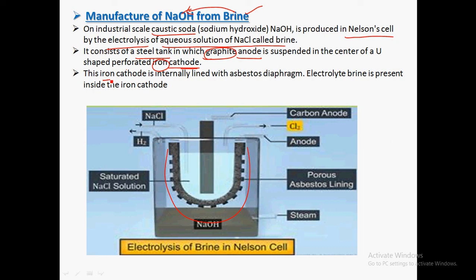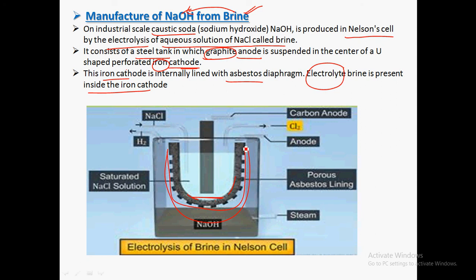So this iron cathode, inside it is lined with asbestos. Asbestos is a material which can tolerate a high amount of heat. The next is electrolyte brine. Here brine, which is a solution of sodium chloride, is called the electrolyte. Where is this present? In the cell. This is present inside the cathode chamber.